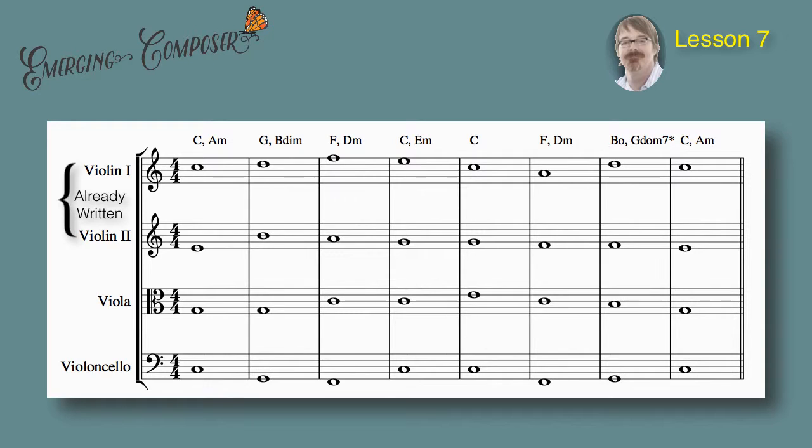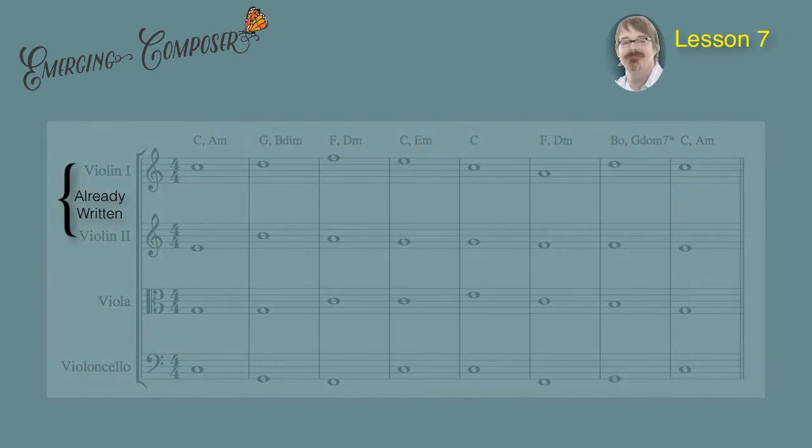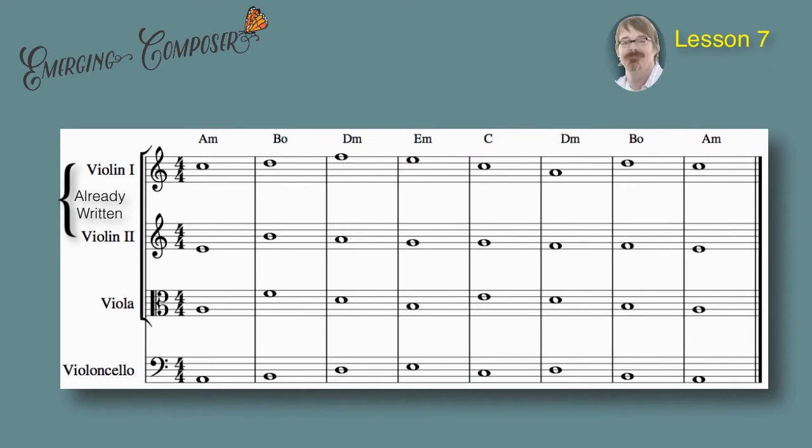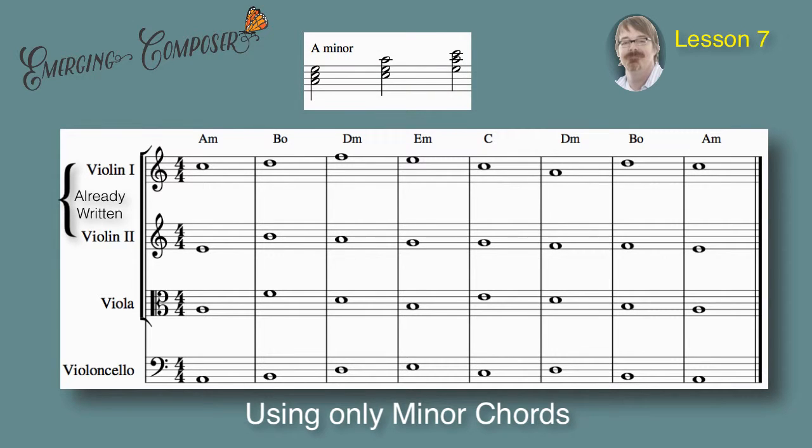Now, what if we made different choices? What if I chose, for the first measure, let me put this back here. What if I chose for the first measure an A minor chord instead of a C major? All right, well, what note is missing? We have an E and a C. We need an A. So I'm going to put an A in the viola.